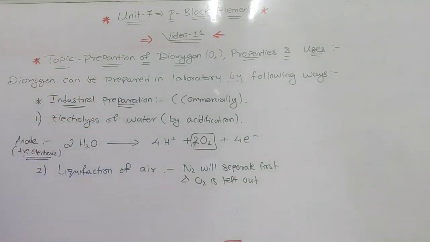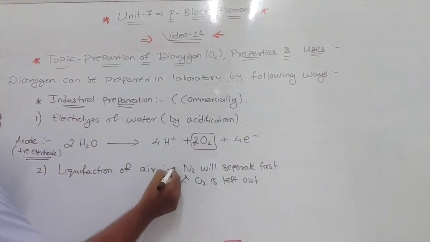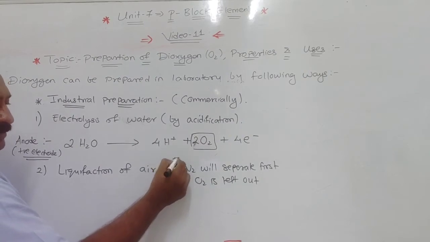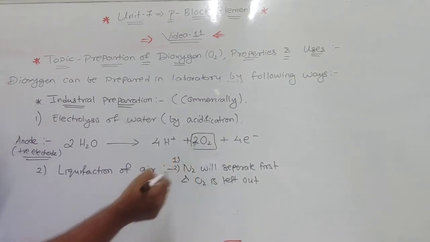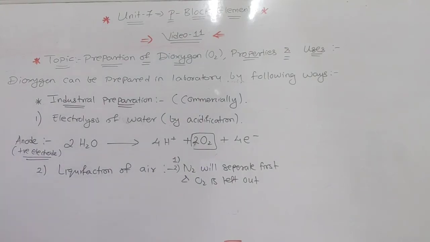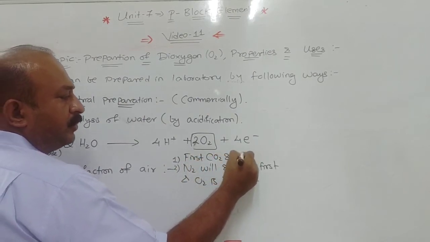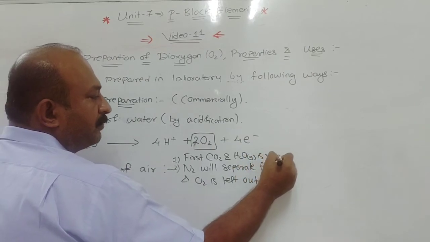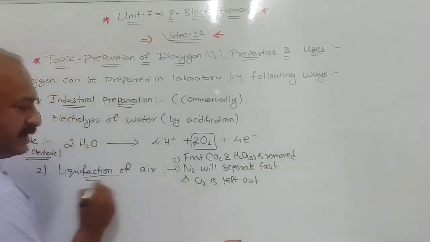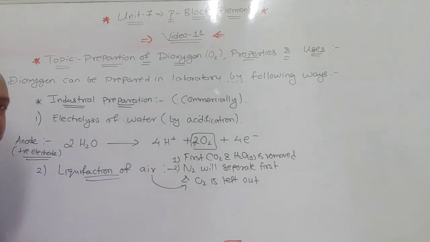In your textbook you can read, industrially dioxygen is obtained from air by first removing carbon dioxide and water vapor, and then the remaining gases are liquefied. This is the second technique. First, CO2 and water vapor are removed from air. Clear? Then liquefaction is carried out, and from there these two things are separated.